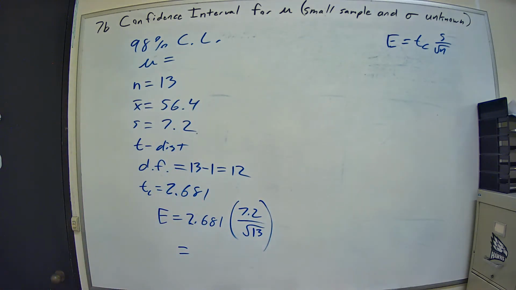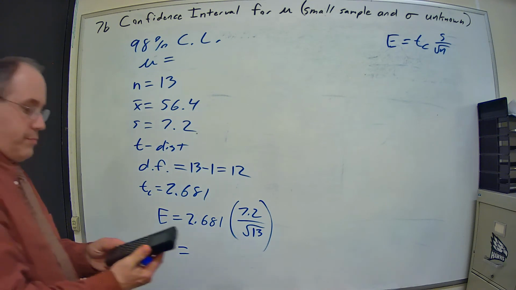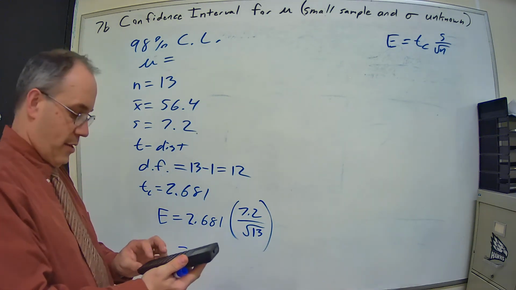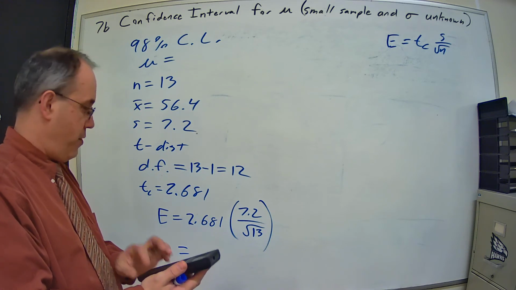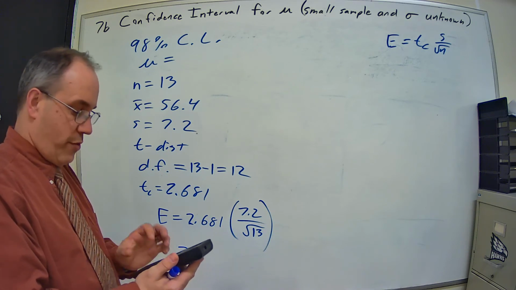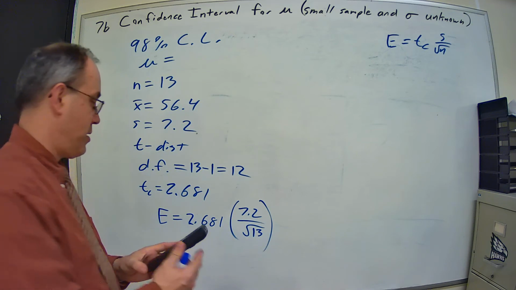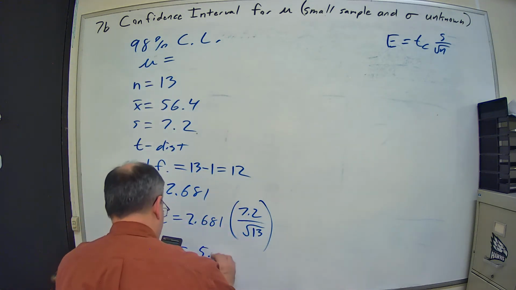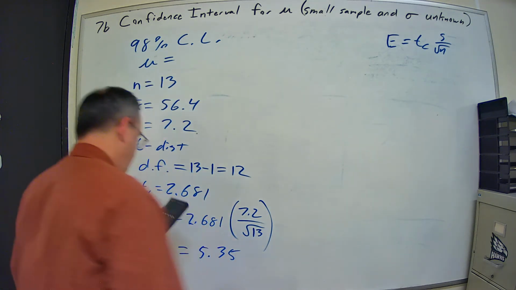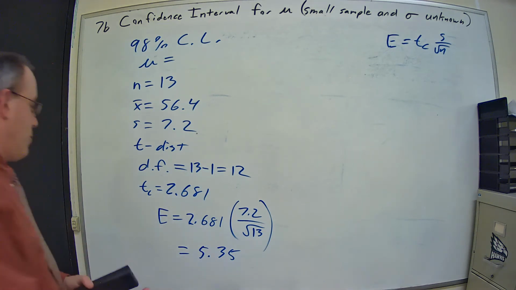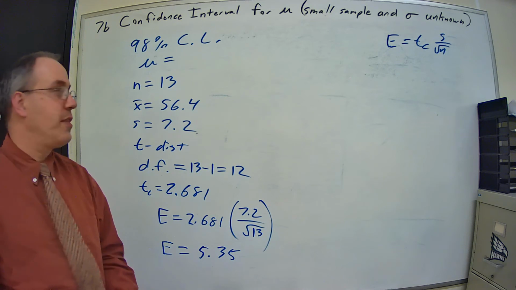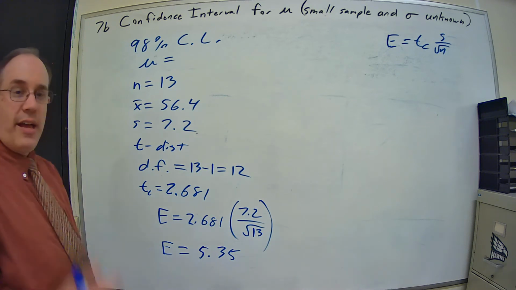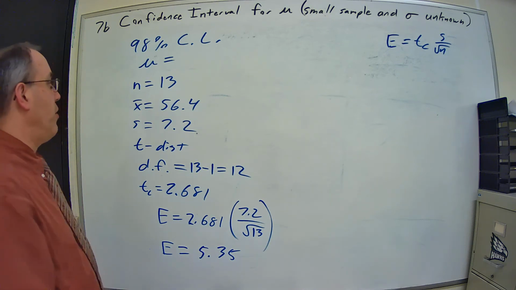So we're going to calculate that, so grab the calculator. 2.681 times 7.2 divided by the square root of 13 gives me 5.35. So my margin of error is 5.35. Now that I have that, I can find my confidence interval.